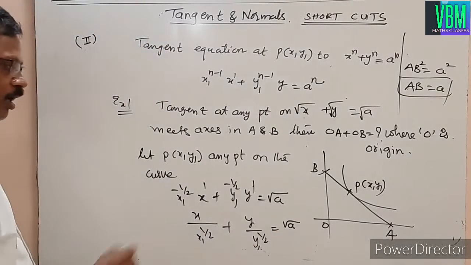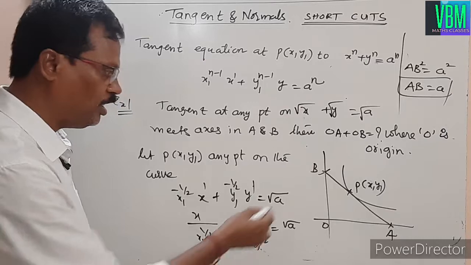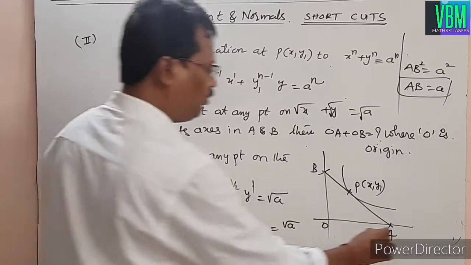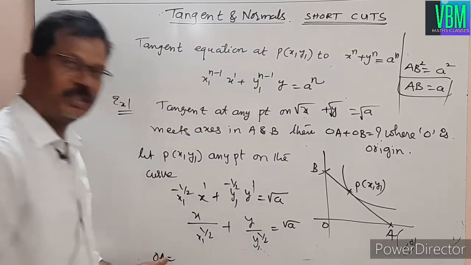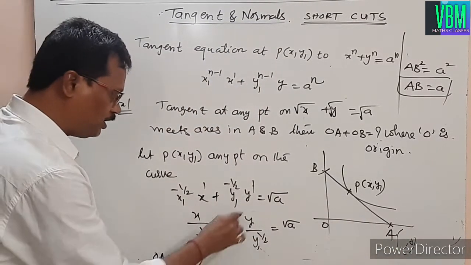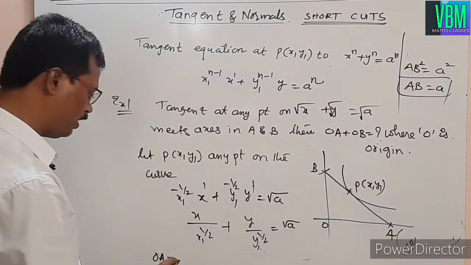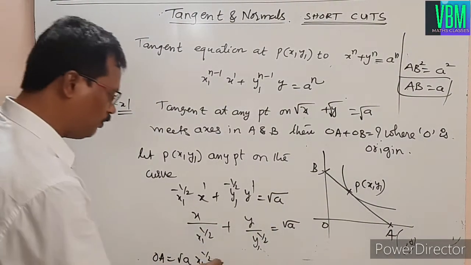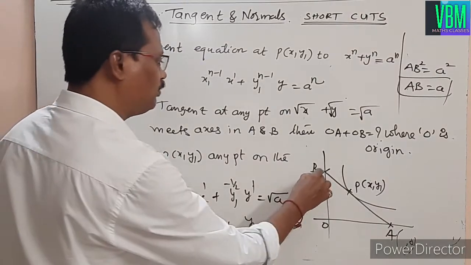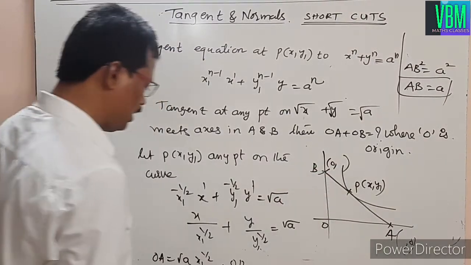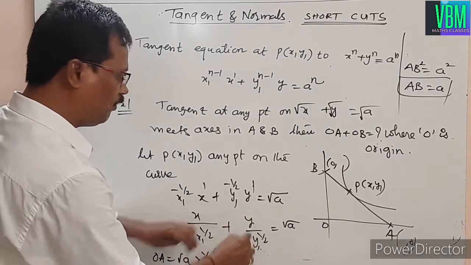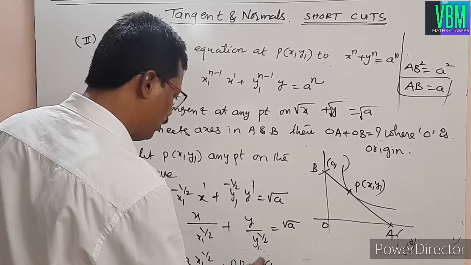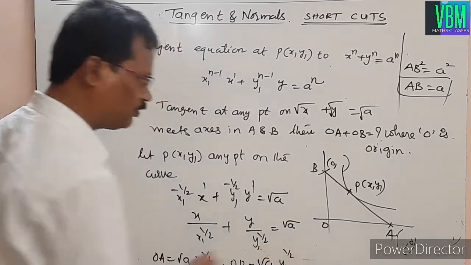plus y upon y1 power 1 by 2 is equal to root a. Now how do we get the x-intercept OA? For the x-intercept OA, keep y coordinate 0. Put y coordinate 0 here, x will be root a into x1 power 1 by 2. What about OB? For the y-intercept OB, keep x coordinate 0. Put x as 0, y will be equal to root a into y1 power 1 by 2.